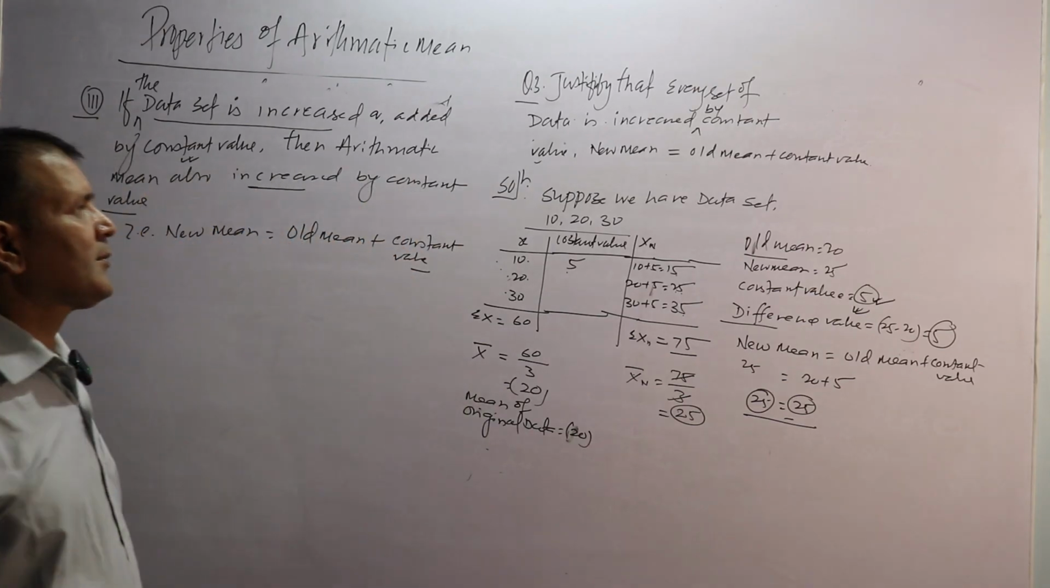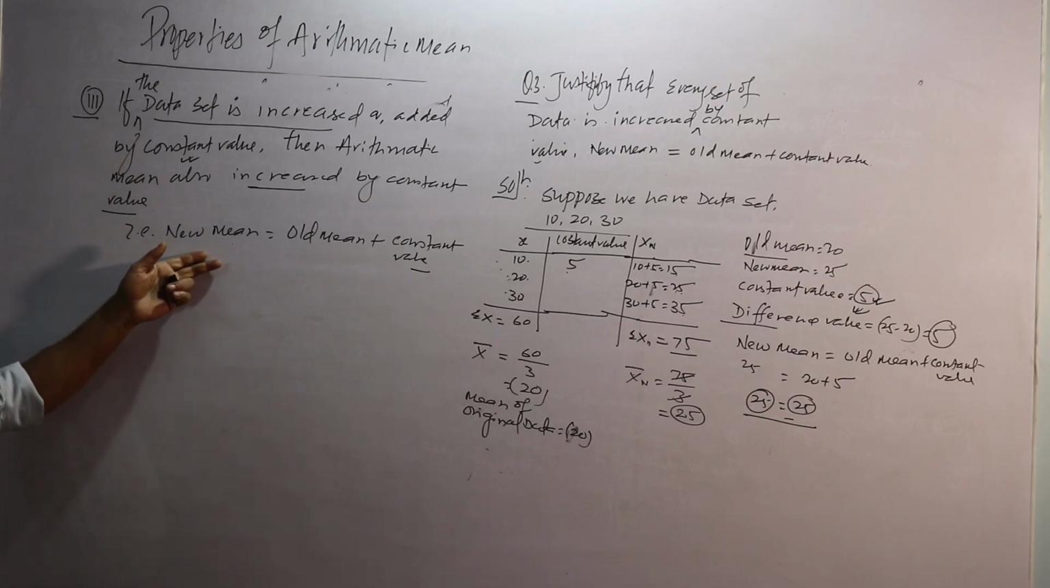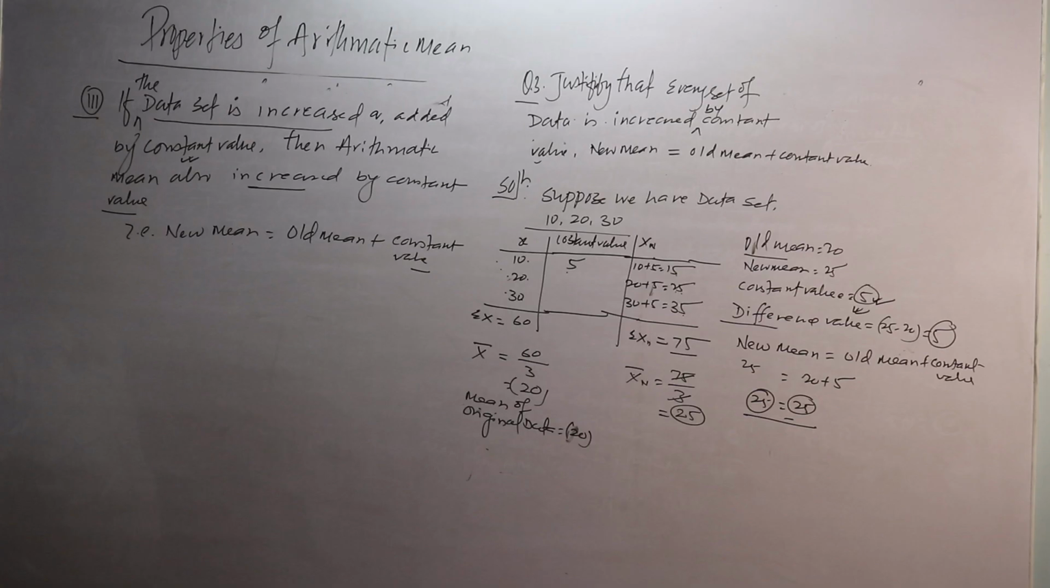So here we justify that if your data is increased by a constant value, the new mean, the arithmetic mean, is also increased by the constant value. It means that new mean is equal to old mean plus constant value. Thank you very much.